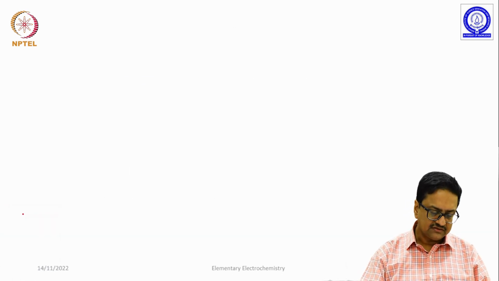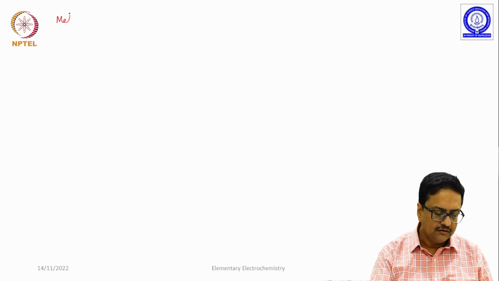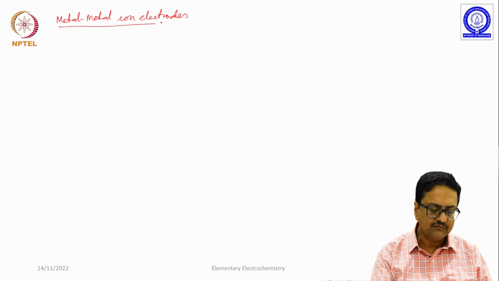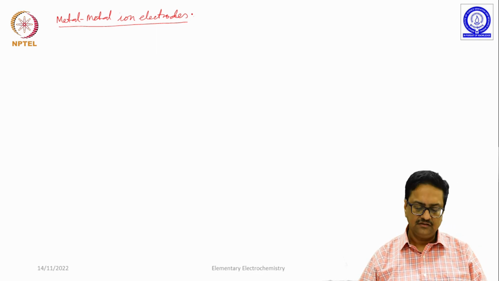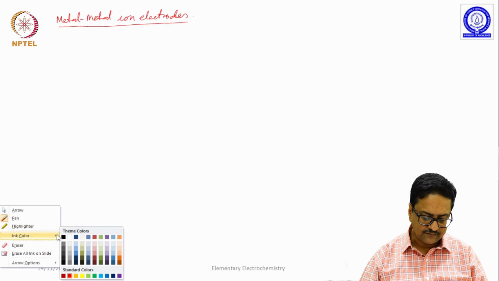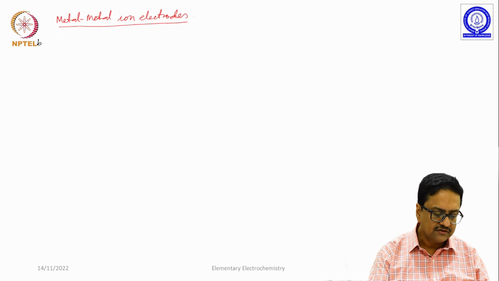In that, we first discussed the metal ion electrodes, and we gave some examples of metal ion electrodes towards the end of the previous lecture. So now I would like to discuss the second type of electrodes, the gas electrodes.